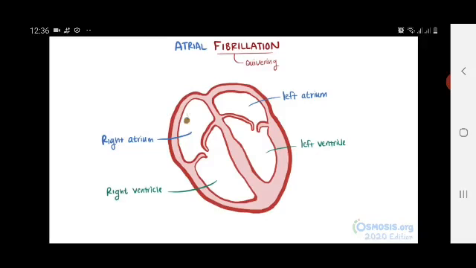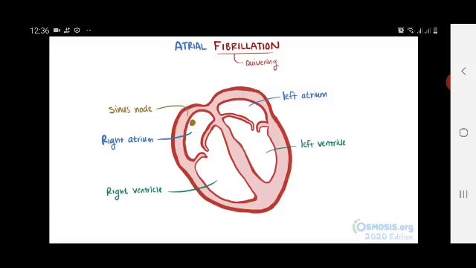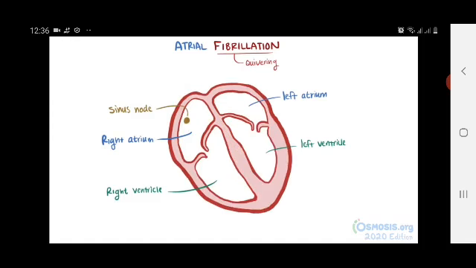Normally, an electrical signal is sent out from the sinus node in the right atrium. It then propagates out through both atria super fast, which allows them to all depolarize at about the same time. And you end up with this nice coordinated contraction of the atria. That signal then moves down to the ventricles and causes them to contract shortly after.